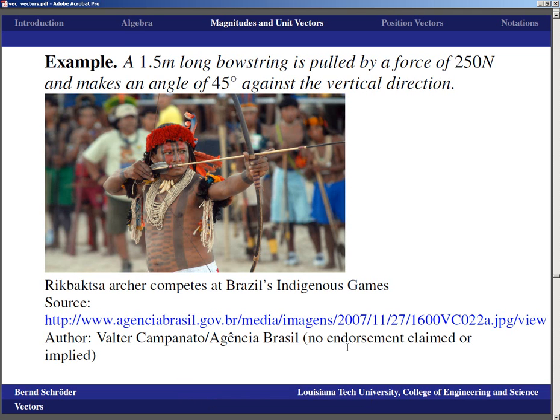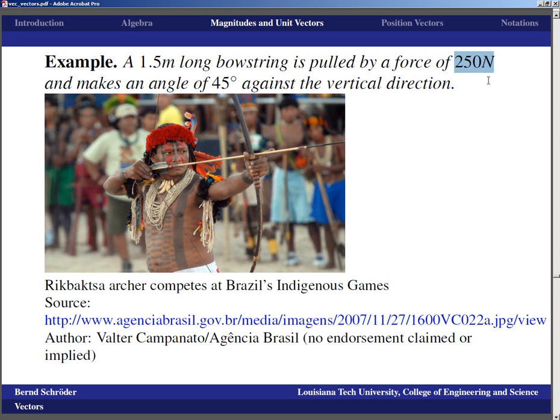I am just using the picture in accordance with the license. Basically, what I'm trying to say here is that we can set up some pictures that are fairly natural problems. If you look at that arrow and compare it to the height of a human, if you look at that bow and its string and compare it to the regular height of a human being, a 1.5 meter long bowstring is quite realistic.